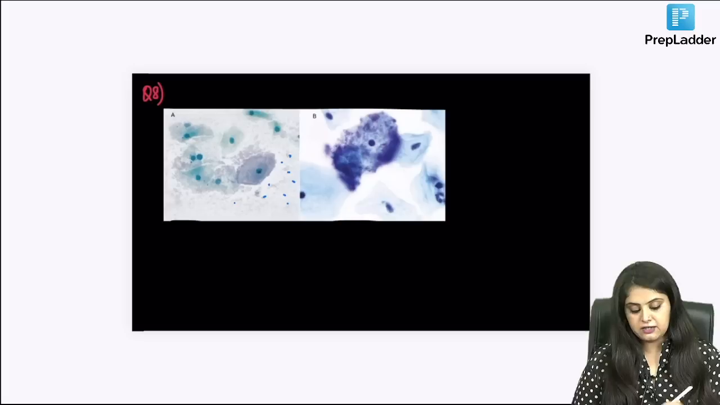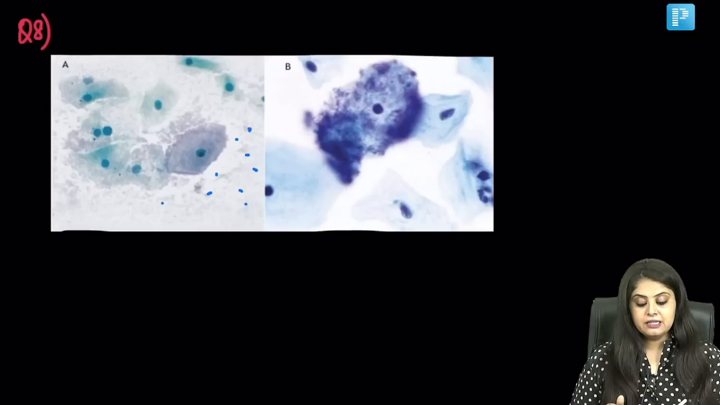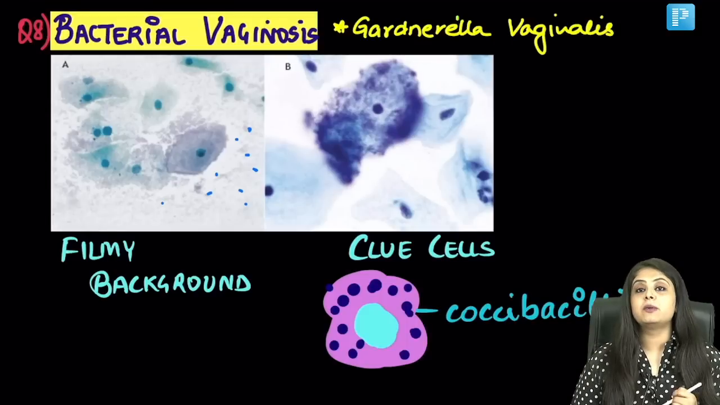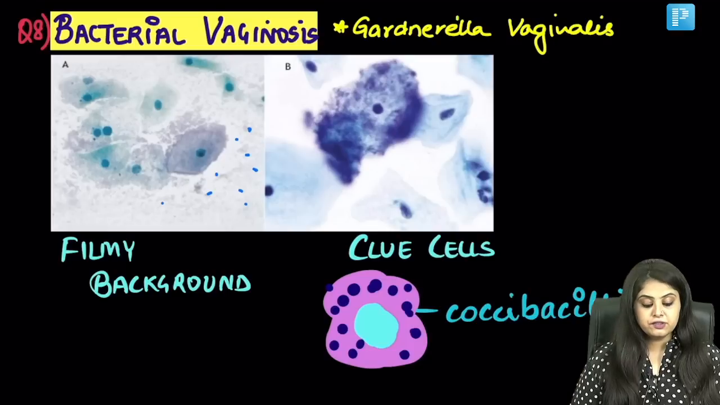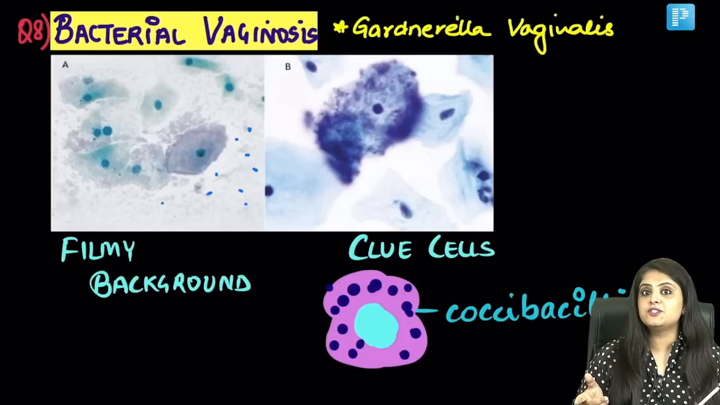Moving on to question 8 for the day. Another pap smear image for you, which is classical. You can't go into the gynae exam without knowing this. This is the classical bacterial vaginosis, which is known to be caused by a bacteria called Gardnerella vaginalis. So firstly, when they have bacterial vaginosis, the classical microscopic appearance, which is a part of the Amsel's criteria which you study in gynae, should have clue cells.